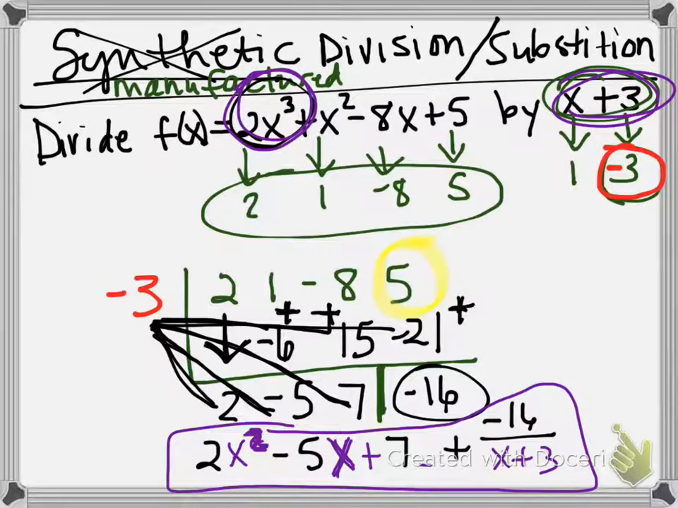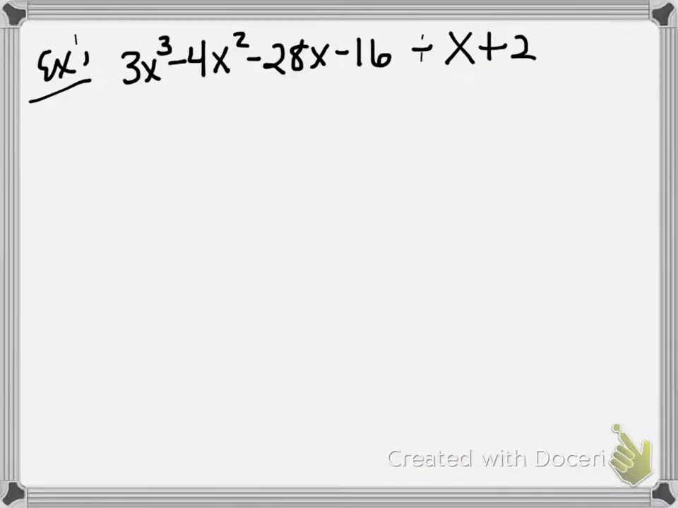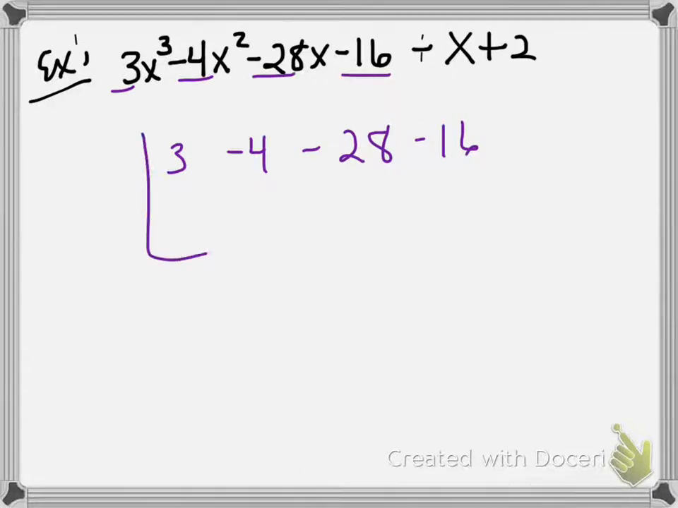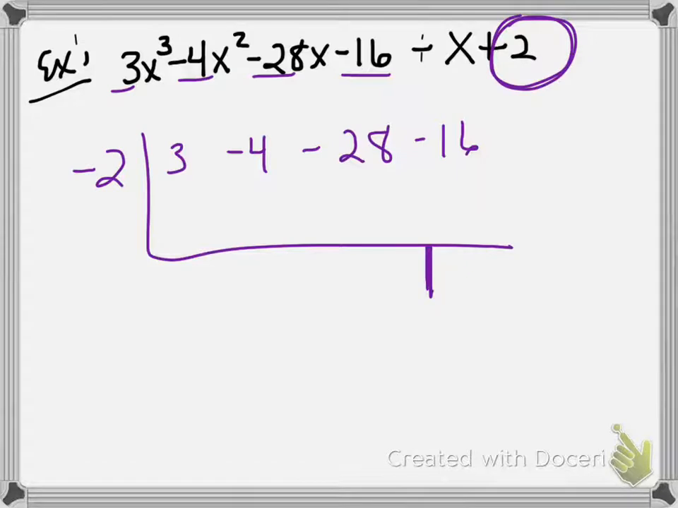See how much cleaner and easier synthetic division is? Okay, so let's do a couple more because I know this is brand new. 3x to the third minus 4x squared minus 28x minus 16 divided by x plus 2. So I'm going to write 3, negative 4, negative 28, negative 16. Make my box, make my remainder bar, take this number, put it opposite, so it's positive 2, so it becomes negative 2. And now we're set up and ready to go.